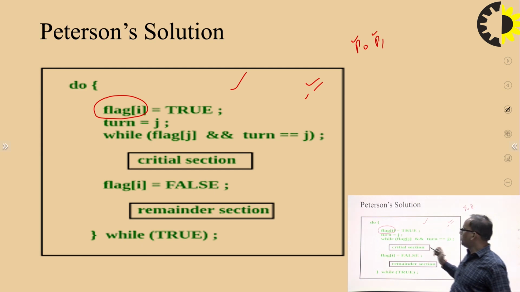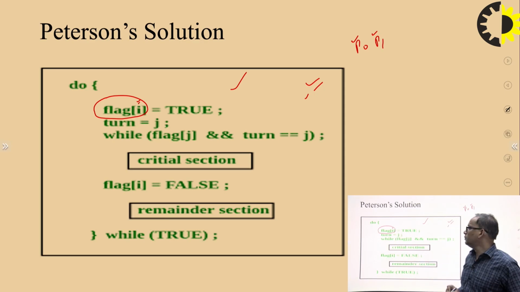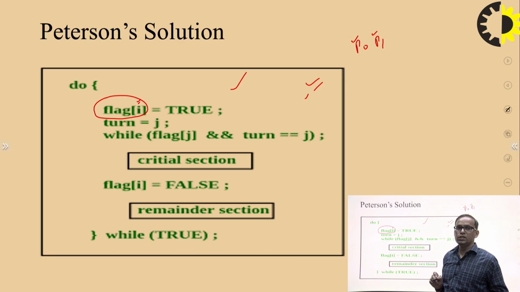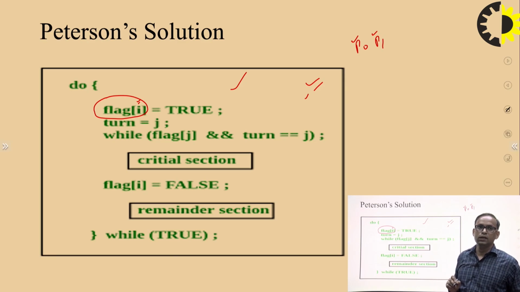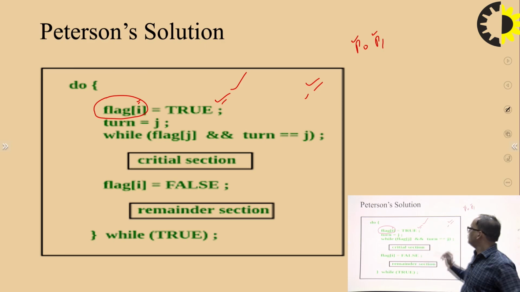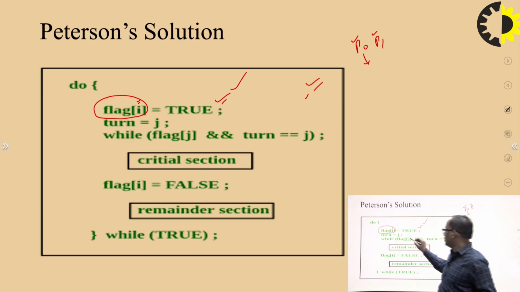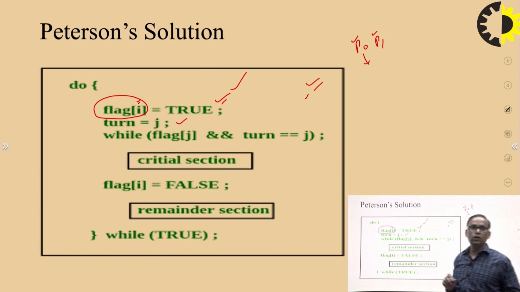So for a particular process, suppose there is process i, this is the general term. At first, the process which wants to enter the critical section will declare its flag variable as true. It means if process P1 wants to access the shared resource or wants to enter its critical section, then at first it will declare its flag variable as true or 1. Again, the next statement is turn is equal to j.